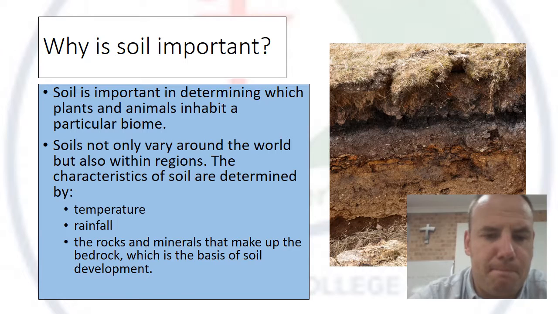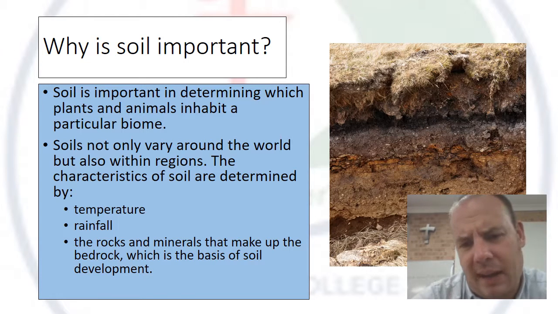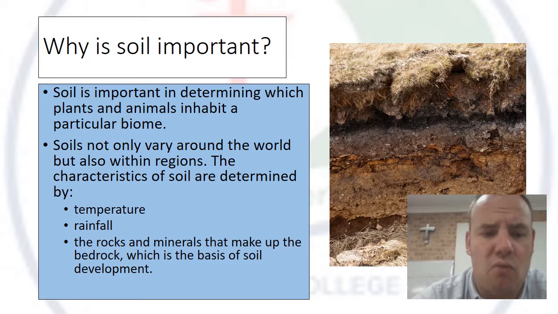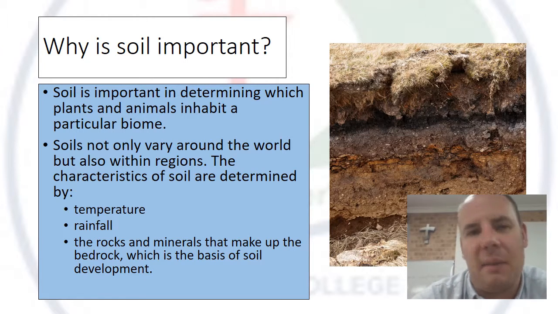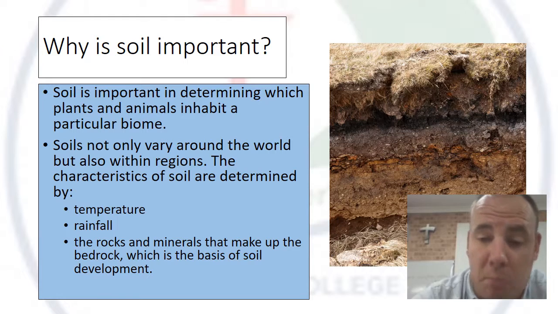We can tell the characteristics of soil by the temperature, rainfall and the rocks which lay underneath the soil, which is called bedrock. That's the solid rock that is very hard to dig into. Basically that bedrock erodes eventually and forms soil with air, water, living things and decaying things. So soil really does vary between biomes and even within a biome as well.